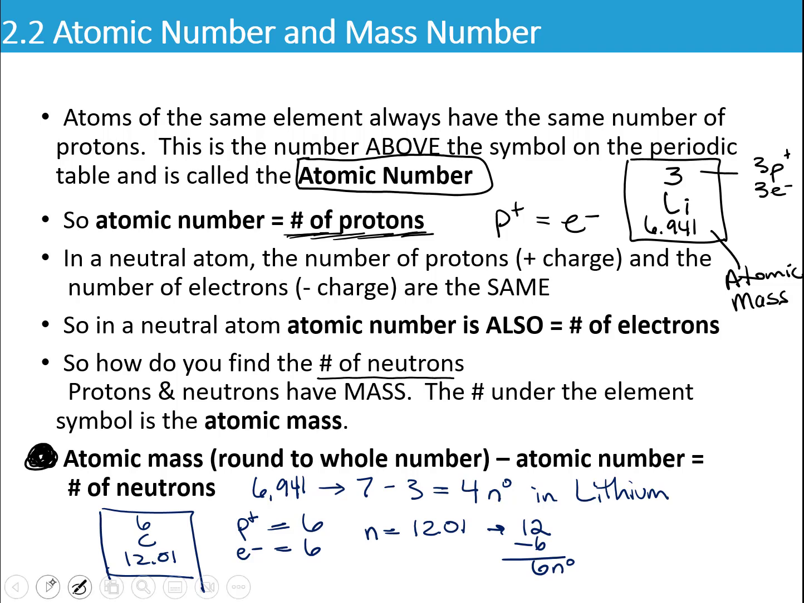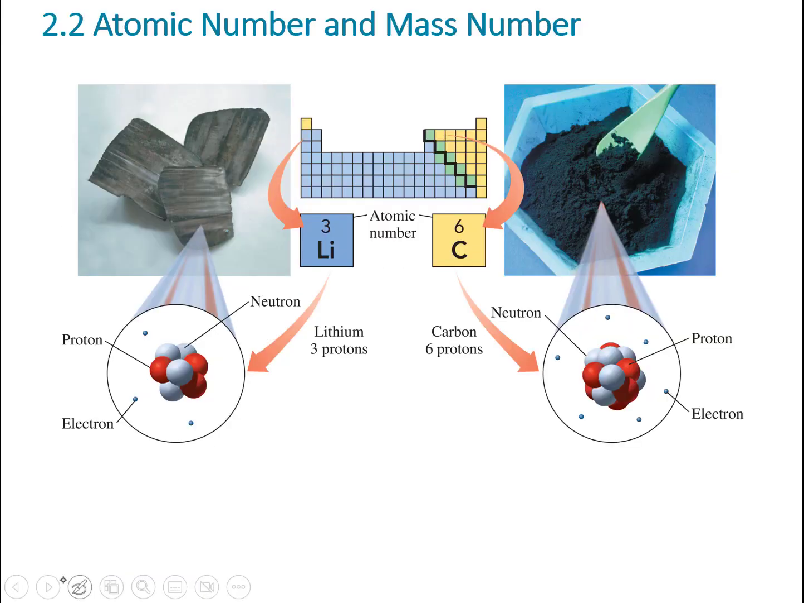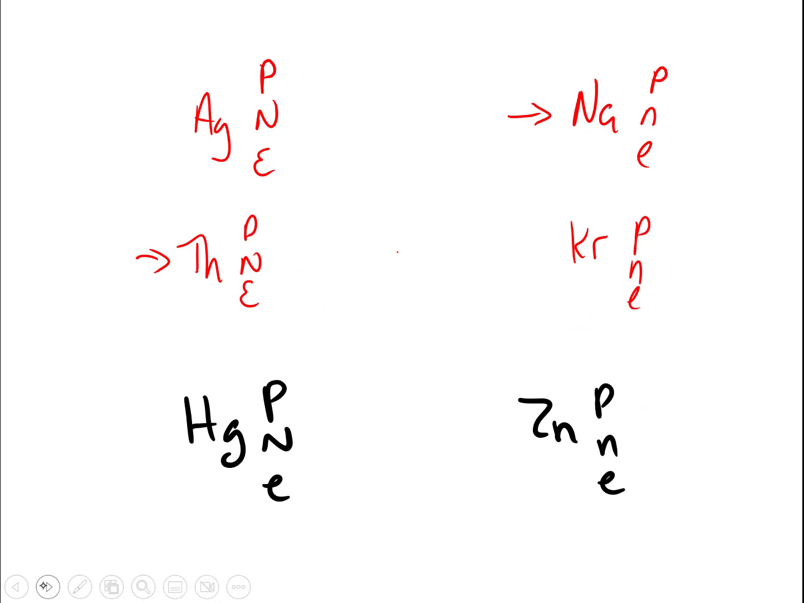So we can do some of these. In this first one, there's Ag, Th, Hg, Na, Kr, and Zn. In each one, use the periodic table to determine how many protons, how many neutrons, and how many electrons are in each one. And this really should be a little e.